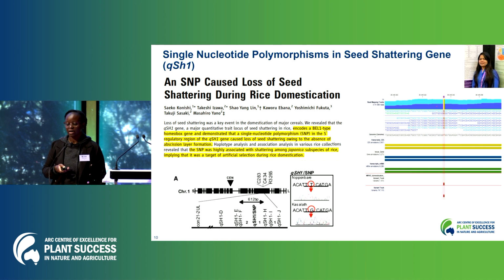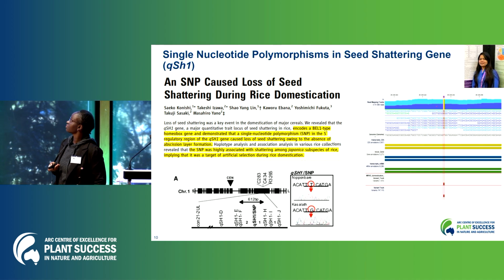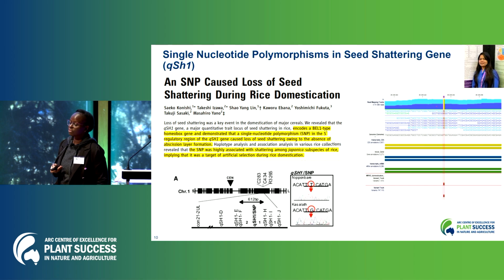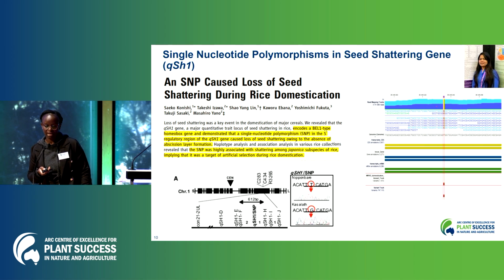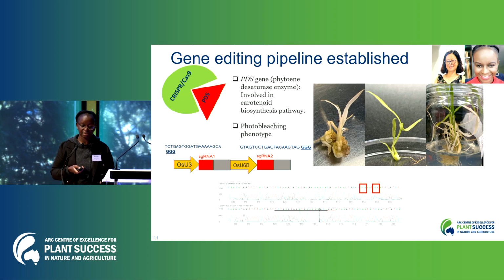One of the students in our group looked at that with the Australian wild rices and found that there's one SNP that we need to look at. And so we've generated a gene editing pipeline for that.